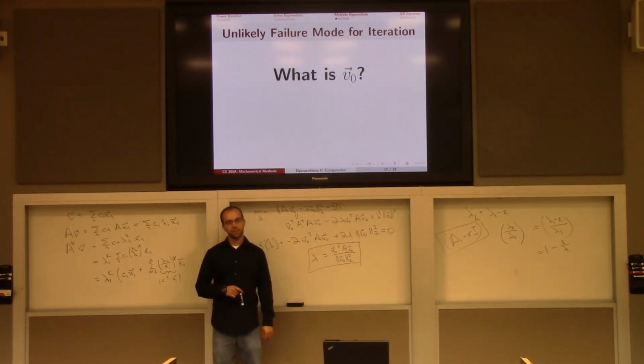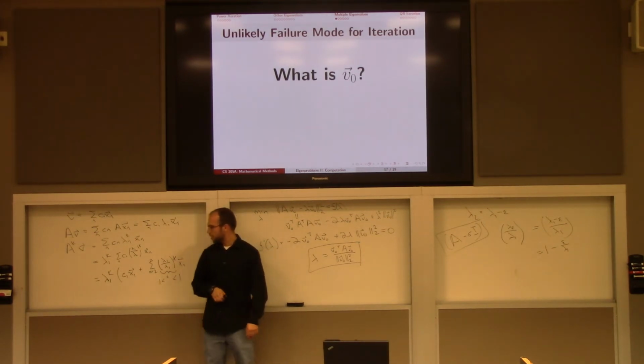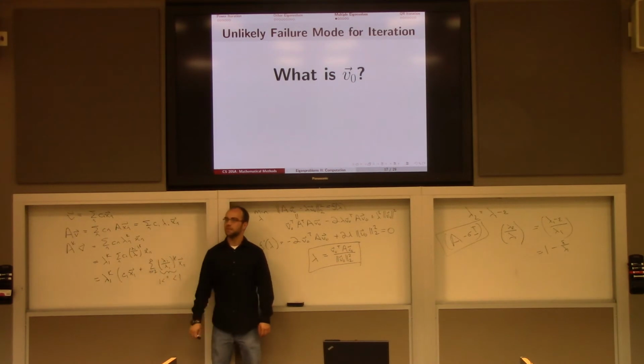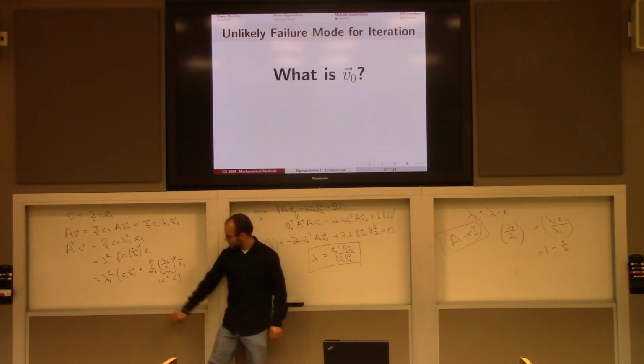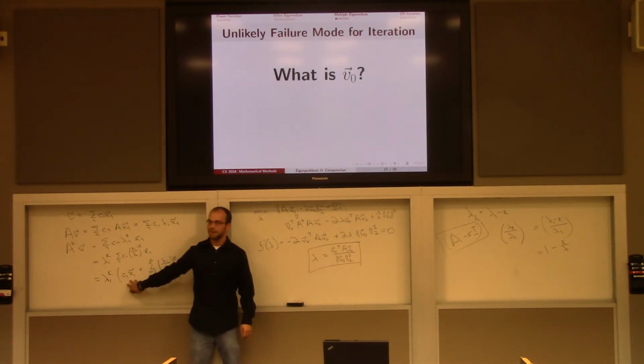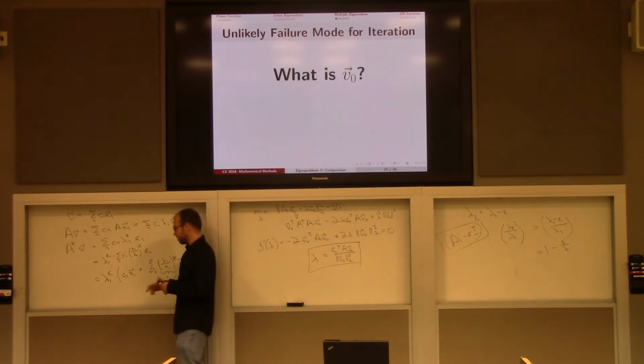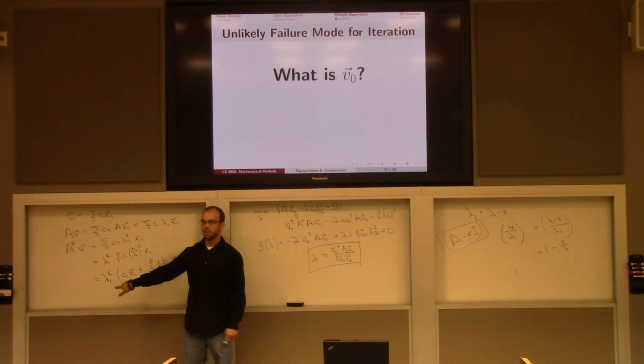In particular, what happens if V0 just happens to not have any component parallel to x1? It could happen. And no matter how hard I hit it with A, no matter how many times I iterate power iteration, I'm never going to be able to amplify this component because it's just not there. This is 0. Now, what are the odds of this happening?